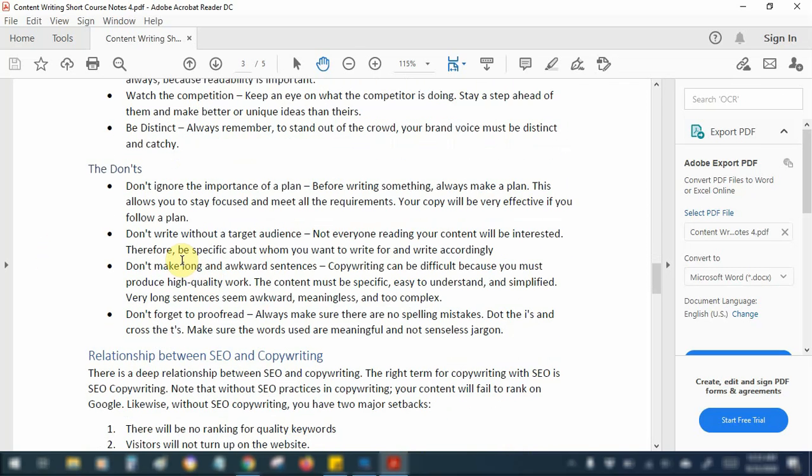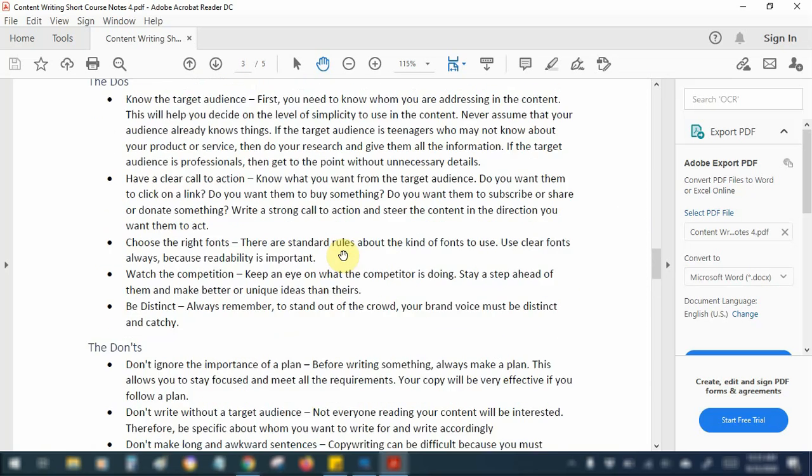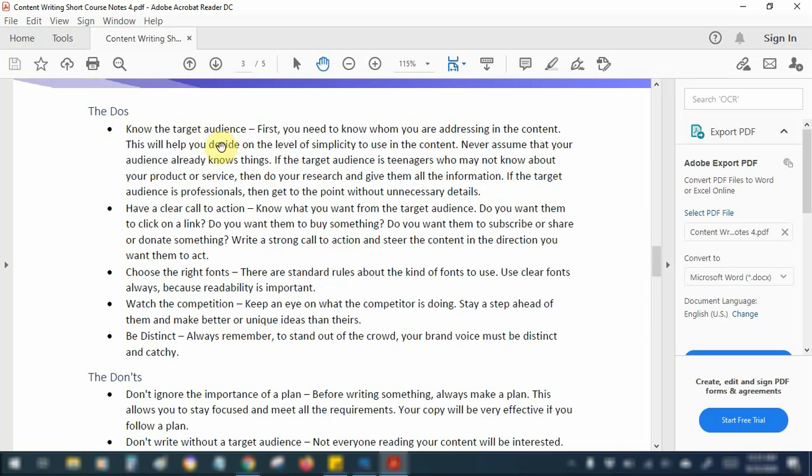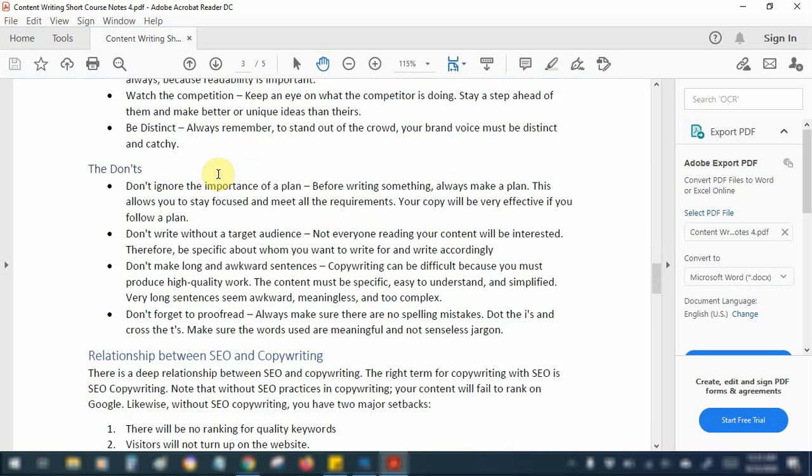When we talk about the don'ts of copywriting, do not ignore the importance of a plan. You must have a plan before you start writing. Plan out the titles of your postings, your copies, whatever you're writing, chapter by chapter, article by article, web page by web page. Plan it out completely. Do not write without a target audience. Like I said, you can't take this very lightly. Having a target audience is very, very important.